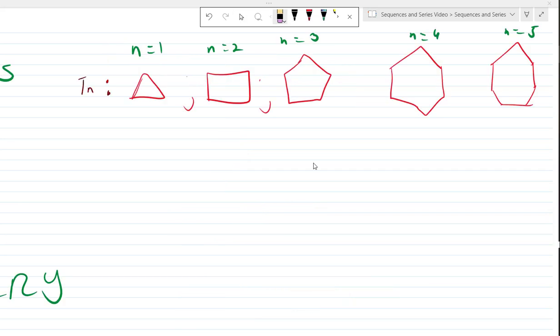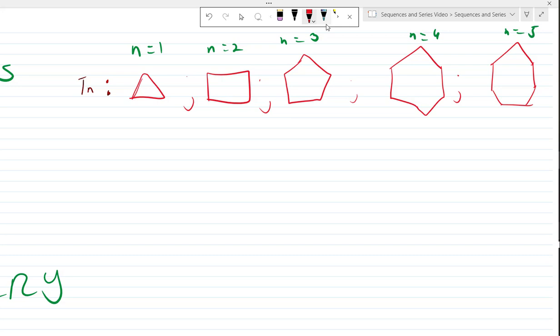Now here I have taken 5 shapes and I have ordered them in a particular way, and I have separated each shape with a semicolon. Now, in the first position we have a triangle. In the second position we have a square/rectangle. Next one we have a pentagon. Next one we have a hexagon, and then in the final one we have a heptagon. 3, 4, 5, 6, and 7 sides.